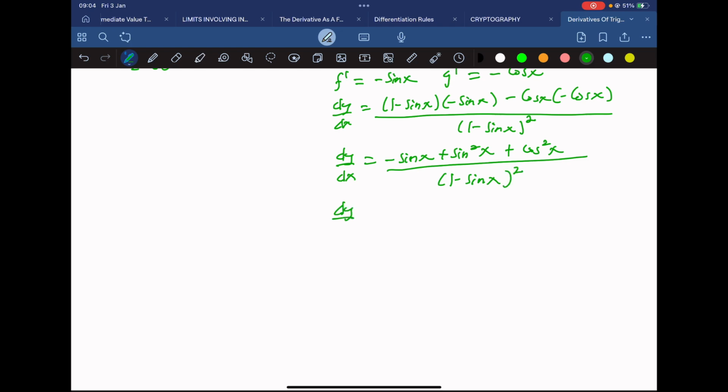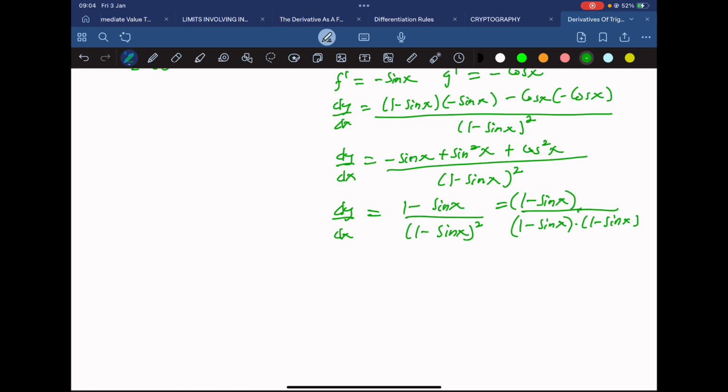So the dy/dx is, remember, sine squared of x plus cos squared of x will give you 1. So in this case, we have 1 minus sine of x out of 1 minus sine of x all squared, which is the same as saying 1 minus sine of x out of 1 minus sine of x multiplying 1 minus sine of x. So you see the numerator will cancel one of the denominators. So this will cancel this.